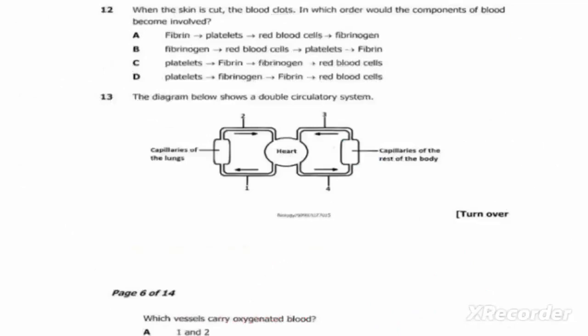We shift to the next question, which is question 12. Question 12, the question reads, when the skin is cut, the blood clots. In which order would the components of blood become involved? A. Fibrin, platelets, red blood cells, fibrinogen. B. Fibrinogen, red blood cells, platelets, fibrin. C. Platelets, fibrin, fibrinogen, red blood cells. D. Platelets, fibrinogen, fibrin, and red blood cells.